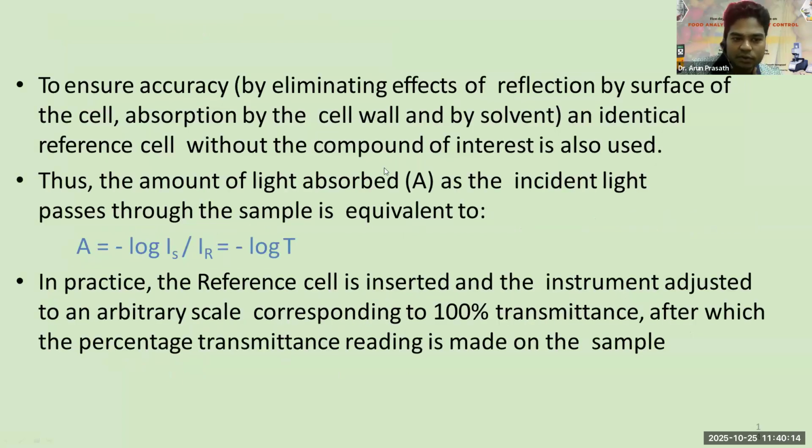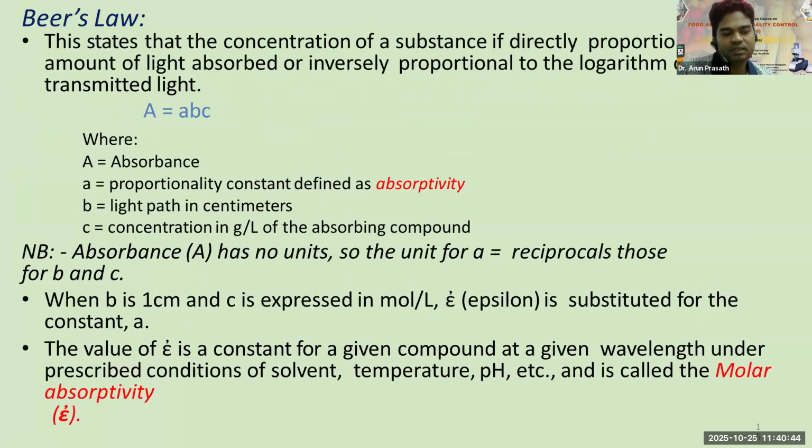To ensure accuracy by eliminating the effect of reflectance by the surface and the absorbance by the cell wall and the solvent, we need a reference. That is what we are showing here when we are comparing with the reference. The reference cell is inserted and the instrument is adjusted to give 100% transmittance, after which the percentage transmittance reading is made on the sample.